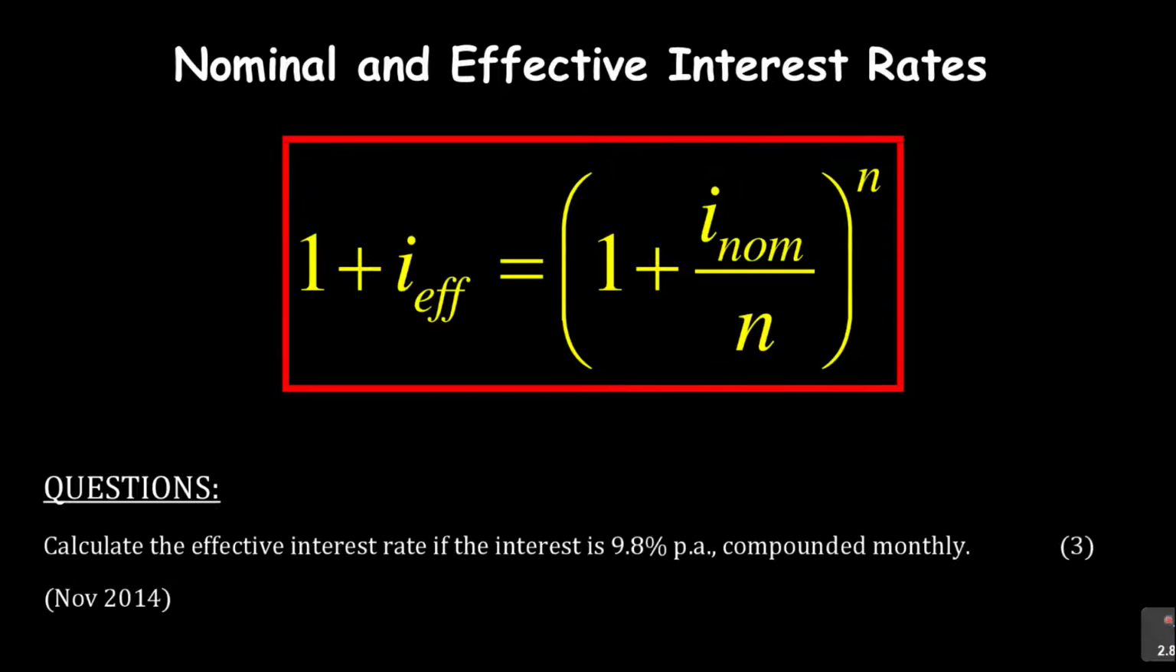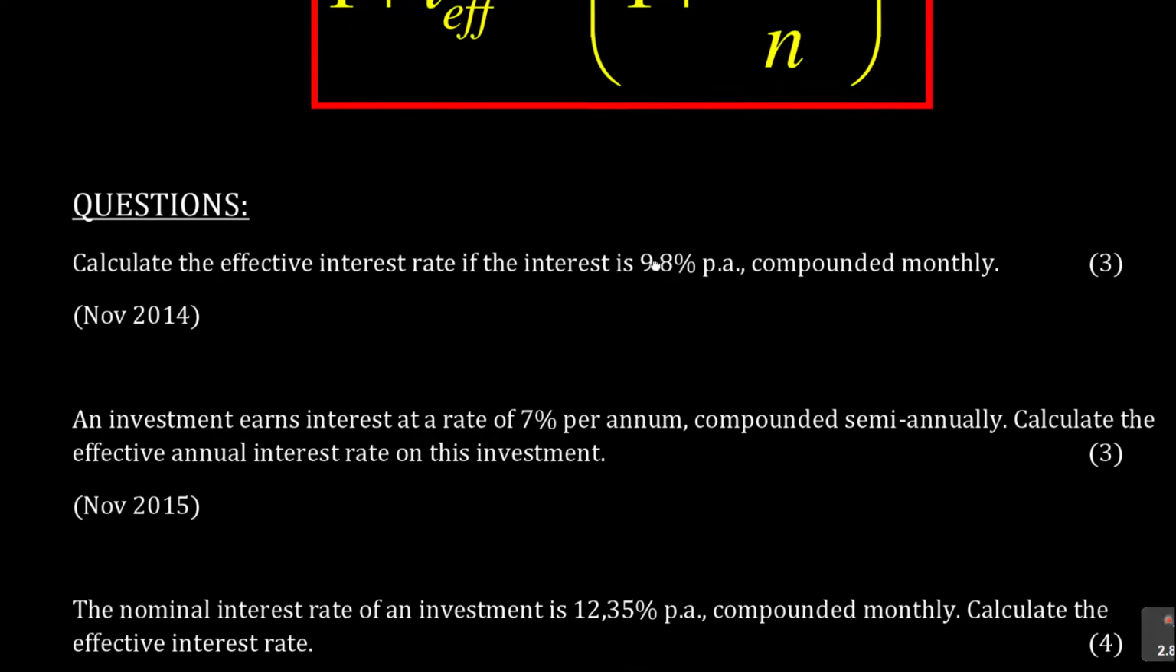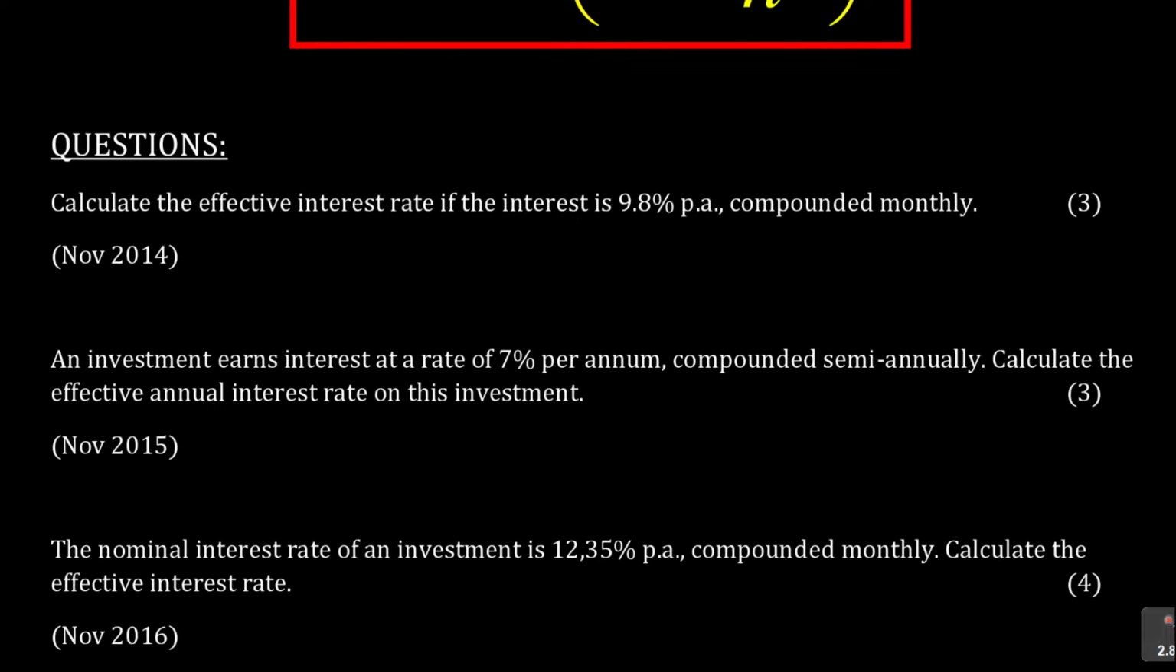But anyway, the most common compounding periods are monthly, half yearly or semi-annually, as well as quarterly. But I'm going to show you through these examples. So let's look at a question that can allow us to use that formula. The first question says we need to calculate the effective interest rate.